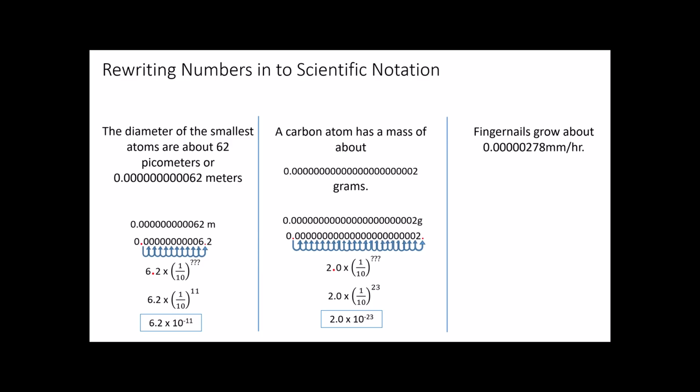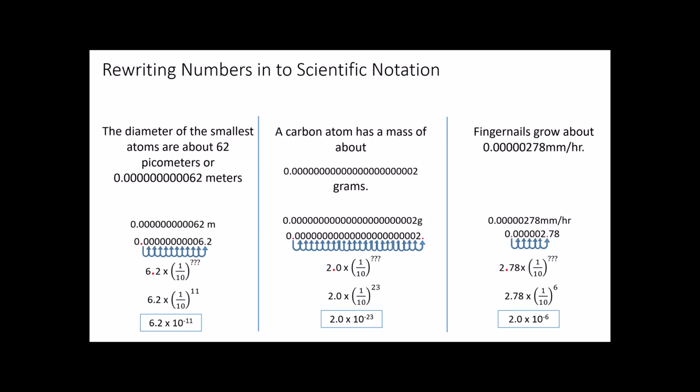Fingernails grow about 0.00000278 millimeters per hour. You may want to try this one on your own just to see if you've got it. I'm going to keep on going. I want the decimal to be between the 2 and the 7. How many tenths does that take? 1, 2, 3, 4, 5. It takes 6 of them. And since I can't use 1/10, I have to use a 10. It's 10 to the negative 6th.